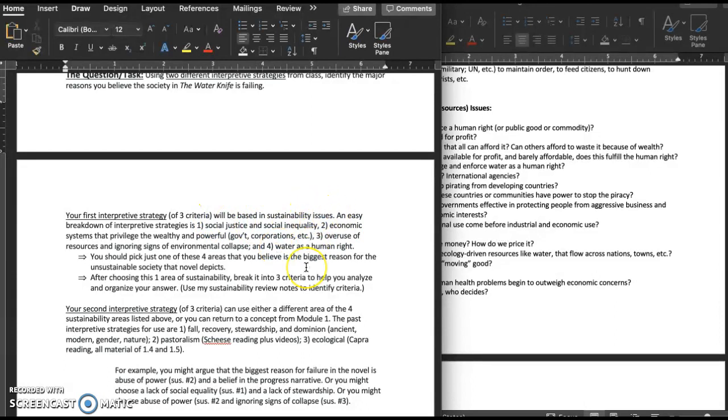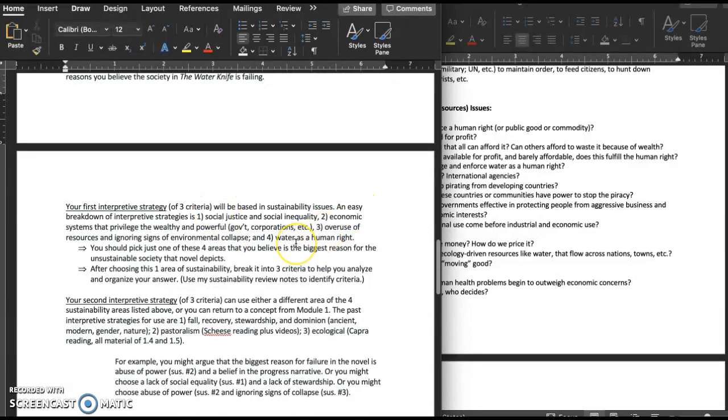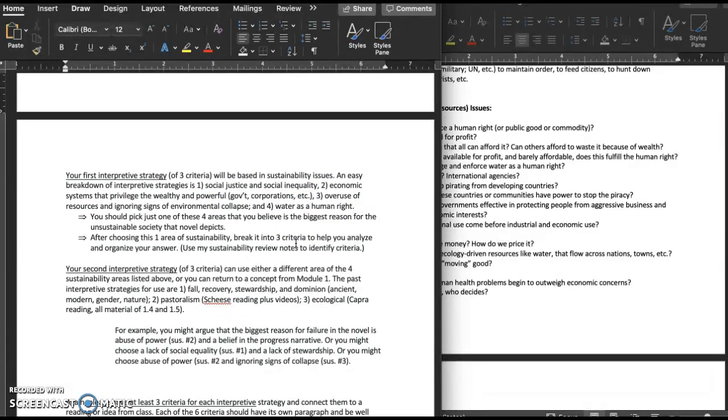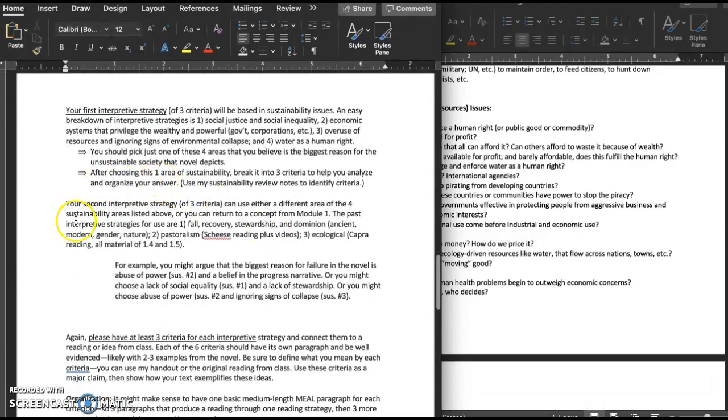Even if there's some overlap and they're not clearly definable from each other, think of those four as four separate ways of talking about sustainability. For your second one, so this will be paragraphs 4 through 6, at least your body paragraphs, is a nice way to think of this if you want to organize it the way I've suggested.